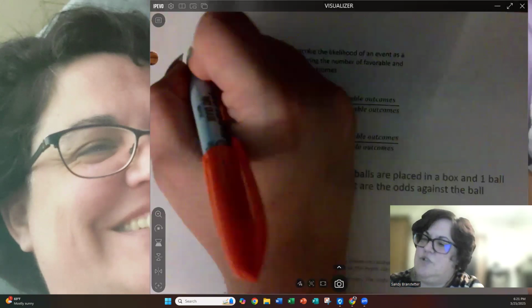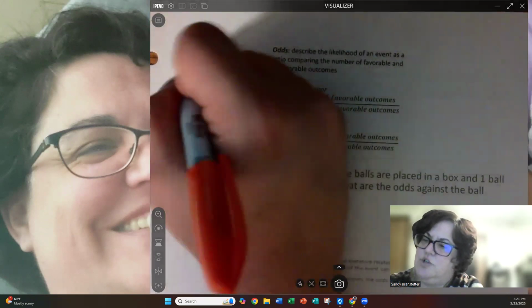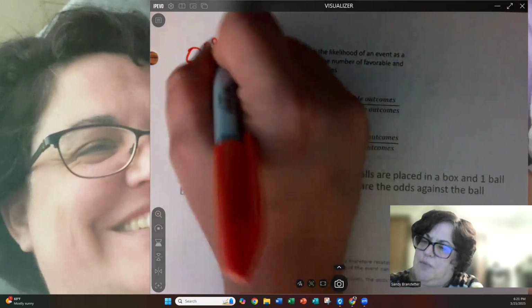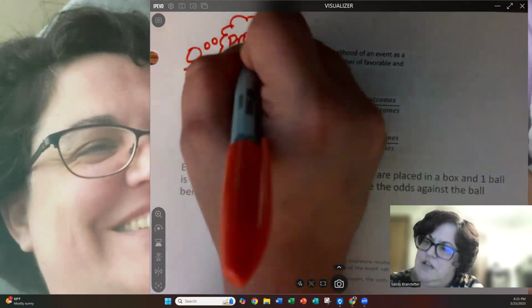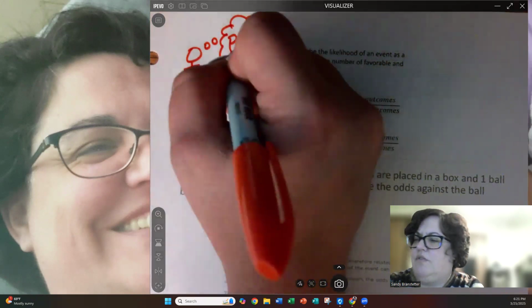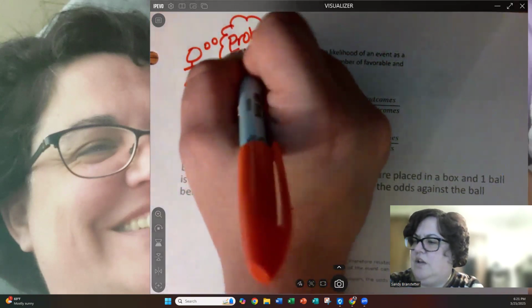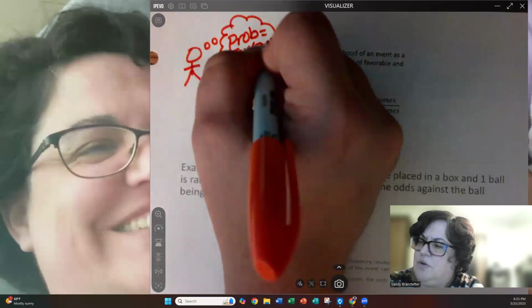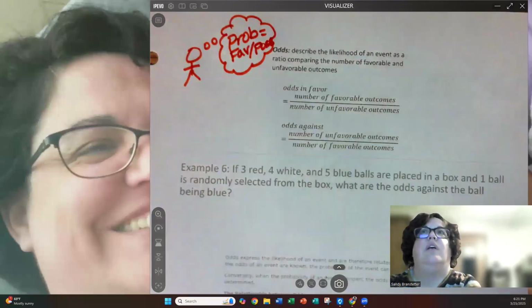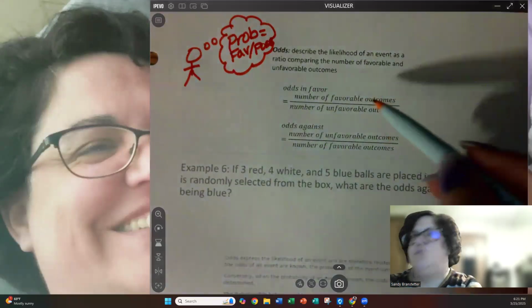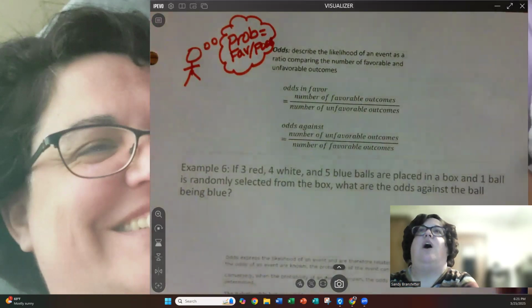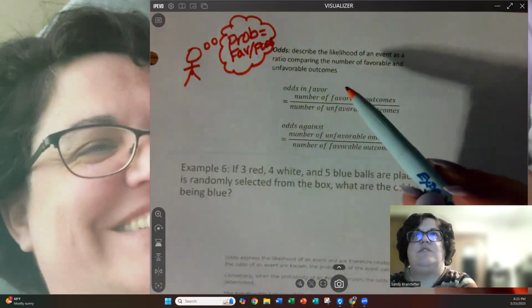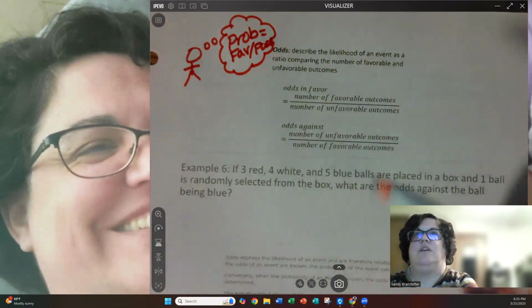The odds describe the likelihood of an event as a ratio comparing the number of favorable and unfavorable. So think back to our previous page, where we did probability. Probability is the number of favorable, what I want, over the number possible. Here, notice my 2 words are favorable and unfavorable. So odds can be in favor of something or against something.